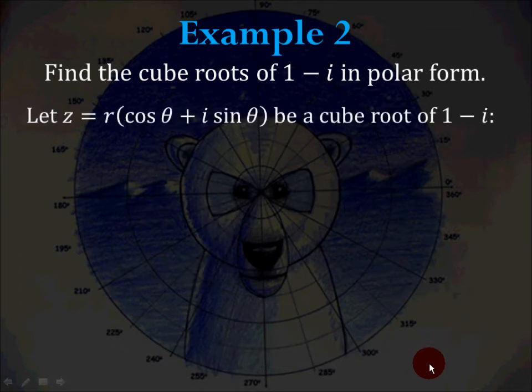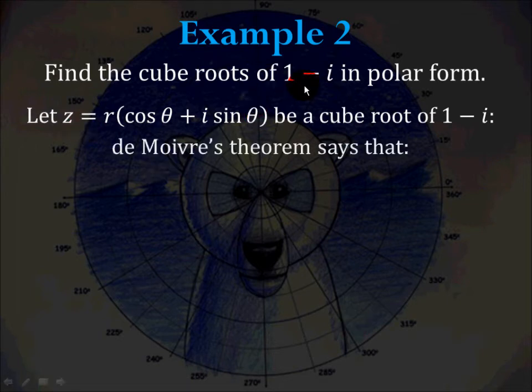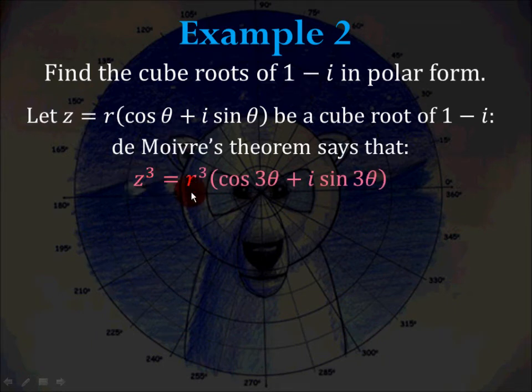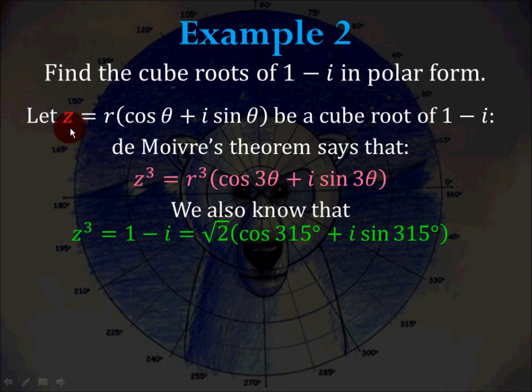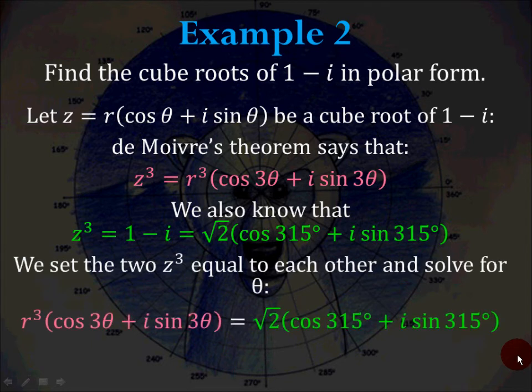So what we're going to do is call z a cube root of 1 minus i. In other words, z cubed has to get us this. De Moivre's theorem says that z cubed equals r cubed cosine 3 theta plus i sine 3 theta. So that's de Moivre's theorem, applying n equaling 3. Now remember, we know that z cubed, this root taken to the 3rd power, has to get us the number that we started with. So z cubed is equal to 1 minus i. But we also converted 1 minus i into polar form, and that is radical 2 cosine 315 plus i sine 315. So now we have z cubed represented using de Moivre's theorem in pink. We have z cubed in polar form in green. Now we just set those two values equal to each other and we solve for theta.